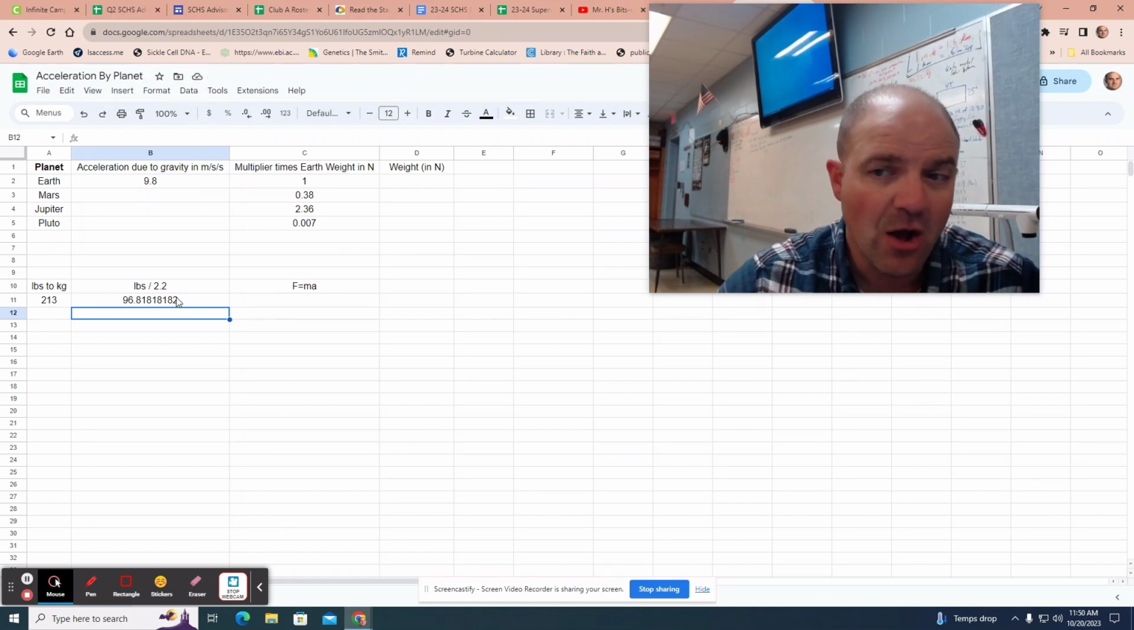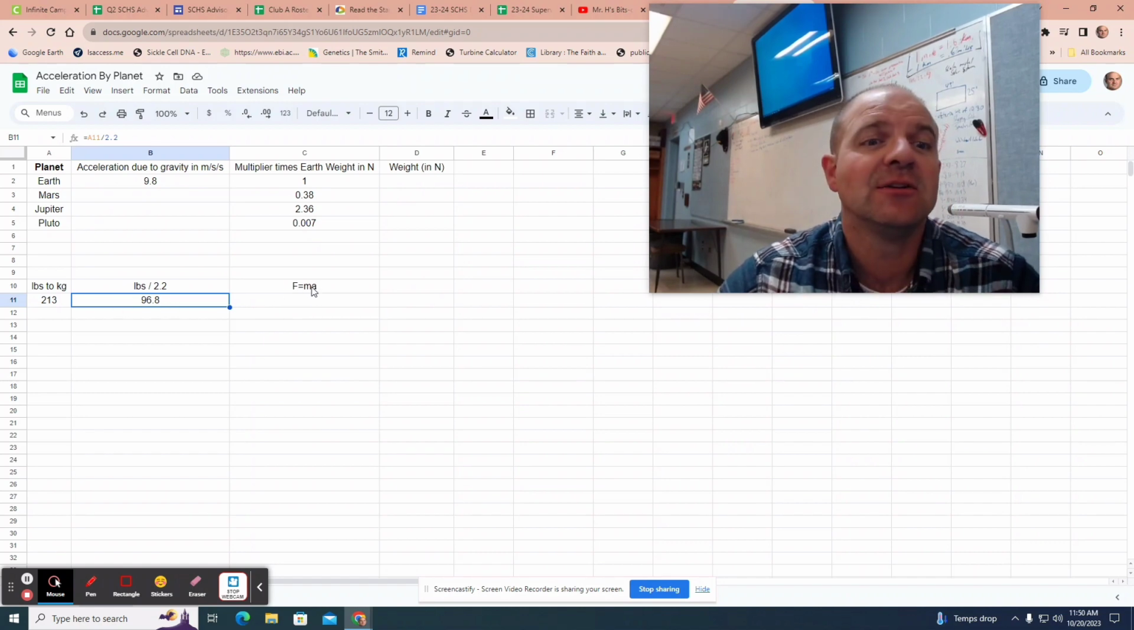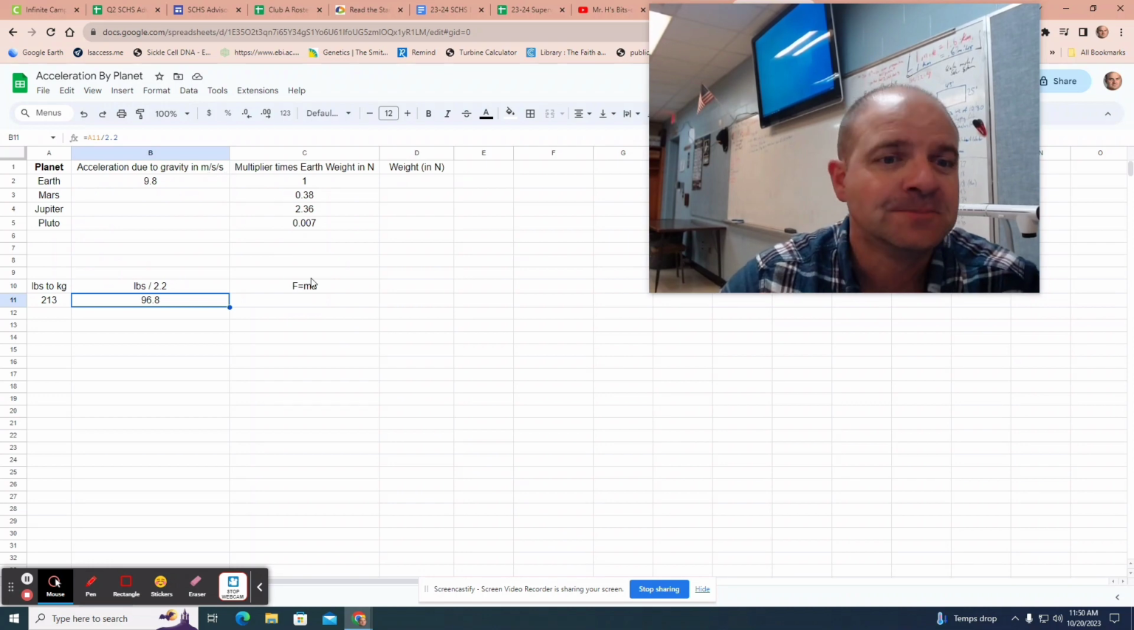Also, just a side note, if you click on this and you got all these extra decimals, if you come up here, bring that down to like 1, maybe, or whatever you need for your application. Then I can use this and drop it into my force equals mass, 96.8, times acceleration, which is 9.8 meters per second squared, and see what we get.